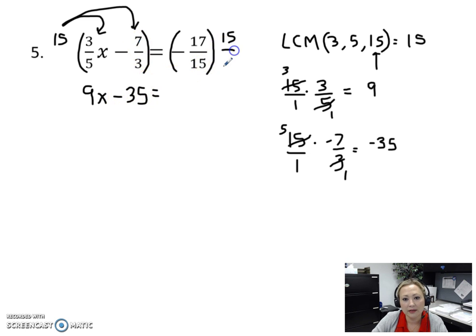On the right, same idea. The 15s are going to cancel completely, and that leaves me with negative 17. From here, it's a two-step equation. I need to add 35 and then divide by 9.